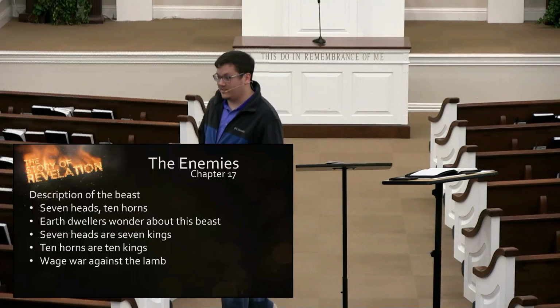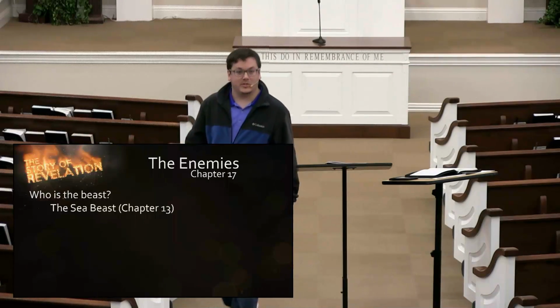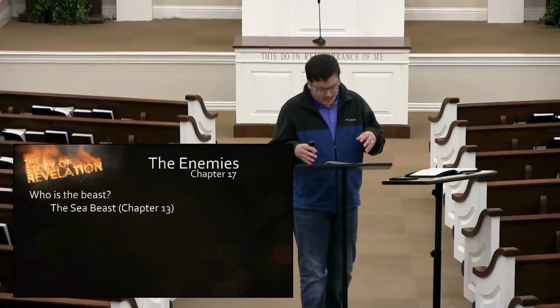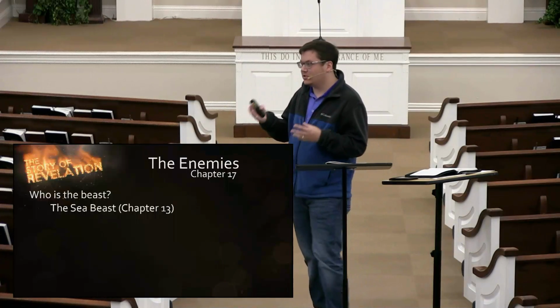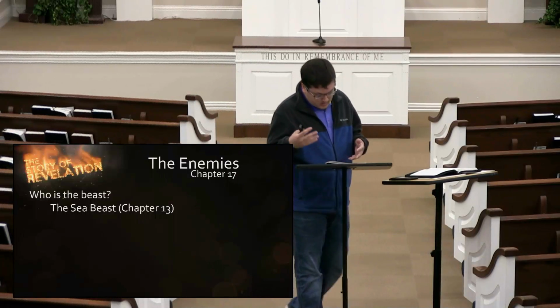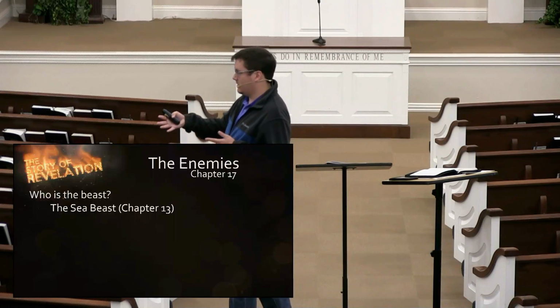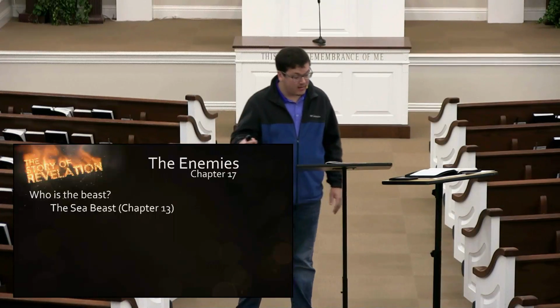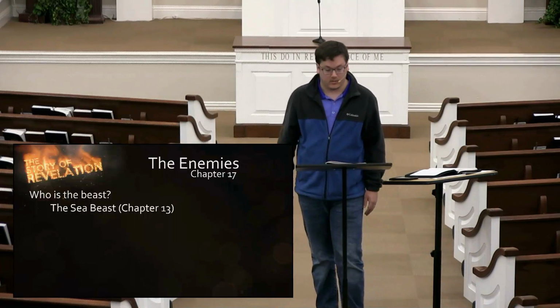Sounds just like the sea beast. You know why? Because it's the sea beast. The description is the same. It has 10 horns. It's filled with blasphemous names. This is the same description that we had of the sea beast a minute ago. So this woman, this prostitute, is riding on the back of the sea beast, riding on the back of the political power of Rome, which is important.